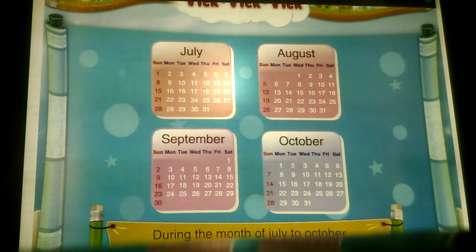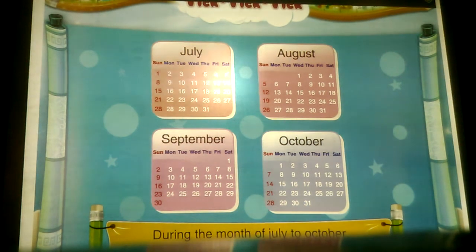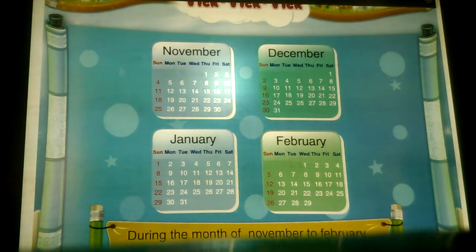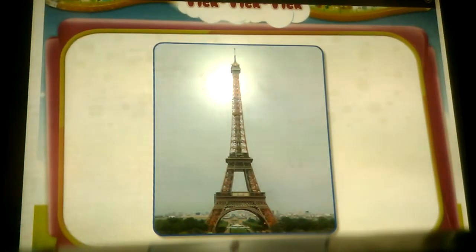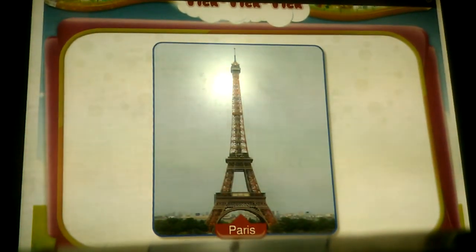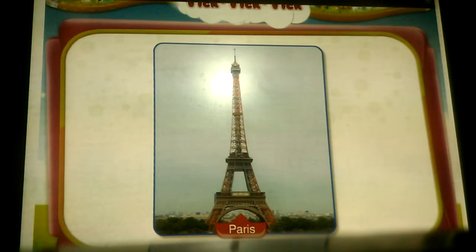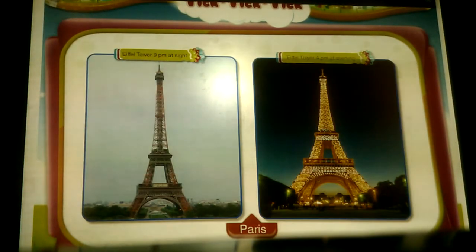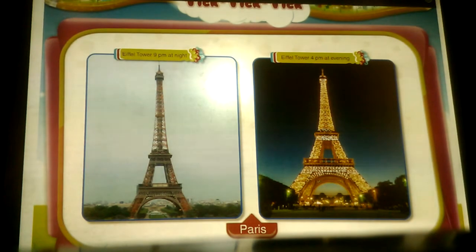During the month of July to October, during monsoons, the sun rises late and sets early. During the month of November to February, during winters, the sun rises late and sets early. This photograph was taken in Paris, France. In Paris, the sun sets after 9 p.m. at night during summer. This photograph was taken at night. But in winter, it becomes dark here by 4 p.m. in the evening.